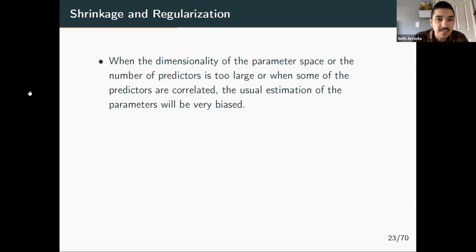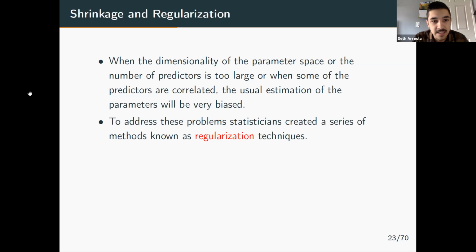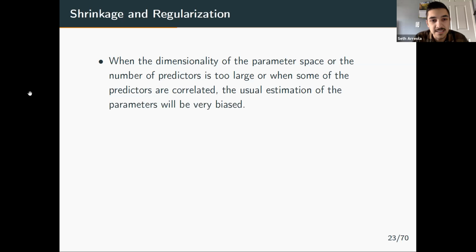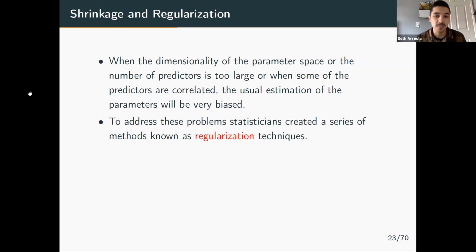So let's take a moment to discuss shrinkage and regularization techniques. When dealing with and modeling a data set as large as the one we are, there are 2 common issues that can occur. The first is the dimensionality of the data set itself. By this, I mean a large parameter space, or a large number of predictors we have to estimate compared to the number of data points or observations. The second issue is high correlation between predictors, resulting in a lot of collinearity in our data set. Both of these issues result in very biased estimation of our parameters.